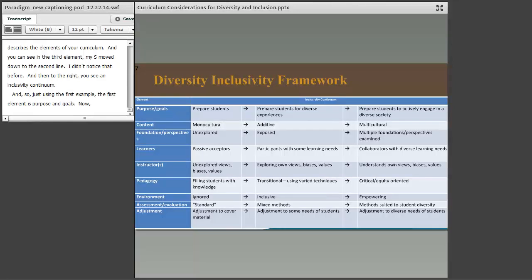And so just using the first example, the first element is purpose and goals. Now, what you see is that to the left of the continuum, we prepare our students for whatever it is that they're supposed to learn. And then you see that we can move to preparing students for diverse experiences. And then finally, you see prepare students to actively engage in a diverse society.